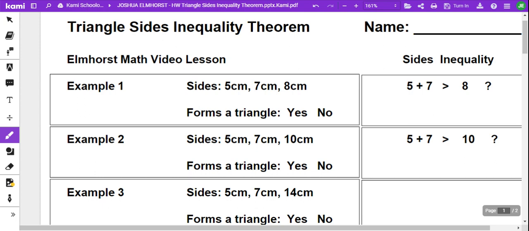This is Mr. Elmhorst with a help video for the triangle sides inequality theorem. We're going to take a look at two sides of a triangle, two line segments, and see does it always form a triangle with a third side. So with that, we need to look at the first example where we have 5 and 7 together being compared with 8. So we circle the two shorter sides.